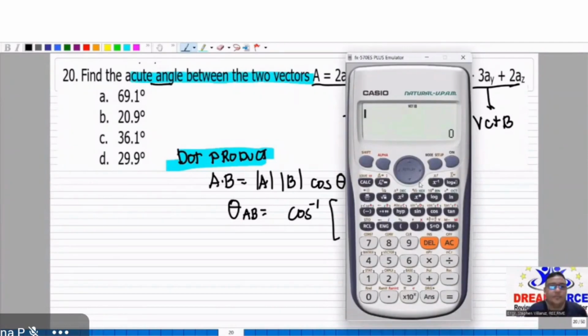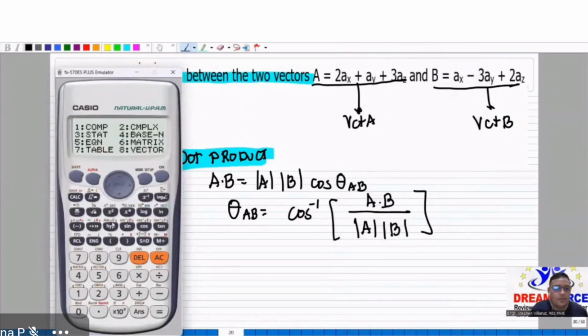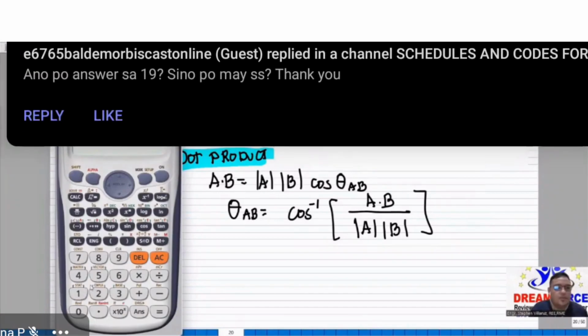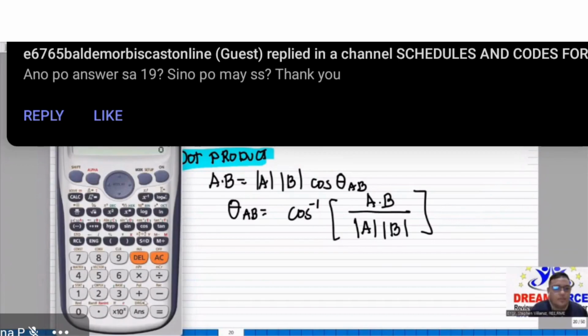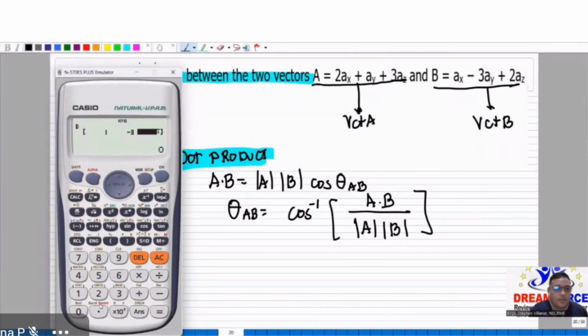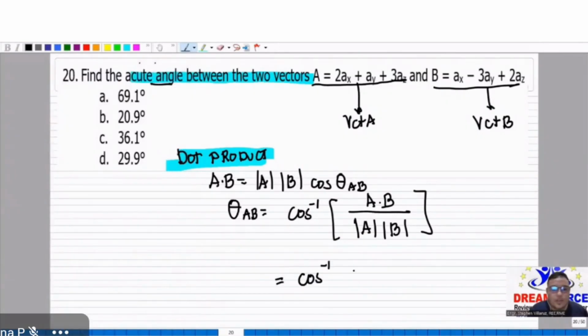Ayan. So, that is now mode 8, VCT A. So, that is 2, 1, then 3. 2, 1, and then 3. Then, AC tayo. Then, shift mode. Dimension ulit. Vector B, 3 dimension. So, this is 1, negative 3, then 2. So, press natin yung AC. Yan. So, therefore, this is arc cosine lang.